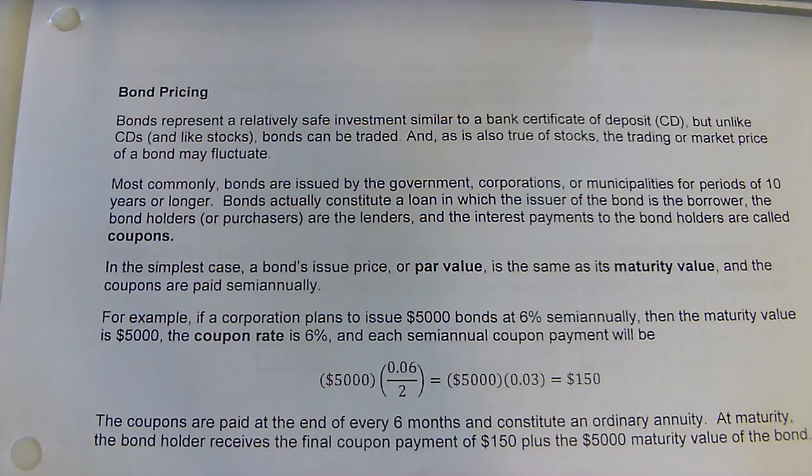In the simplest case, a bond's issue price or par value is the same as its maturity value, and you get paid your interest semi-annually. So, for example, if a corporation plans to issue $5,000 bonds at 6% semi-annually, then the maturity value is $5,000.